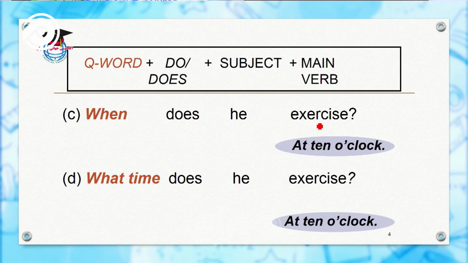Another example, just like the one before. When does he exercise? Why "does" and not "do"? Because here the subject, the doer of the action, is "he", so we use "does". When does he exercise? At 10 o'clock. What time does he exercise? At 10 o'clock.